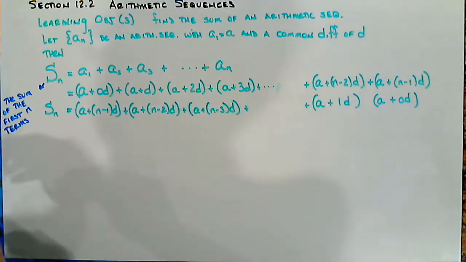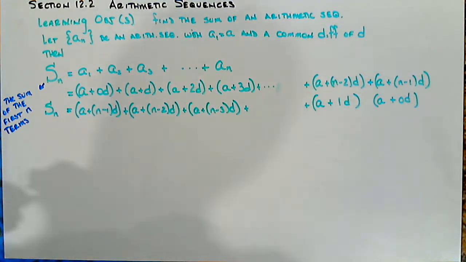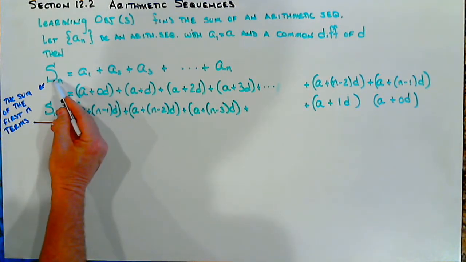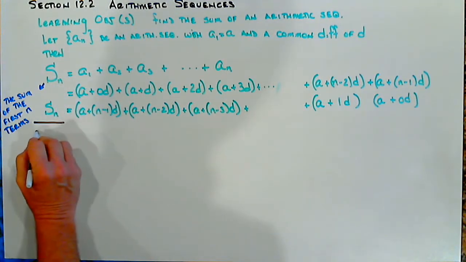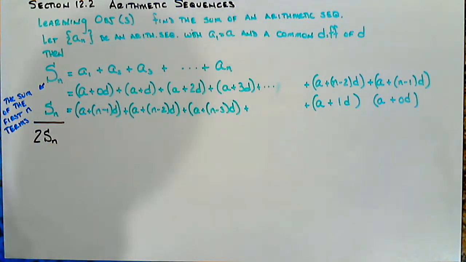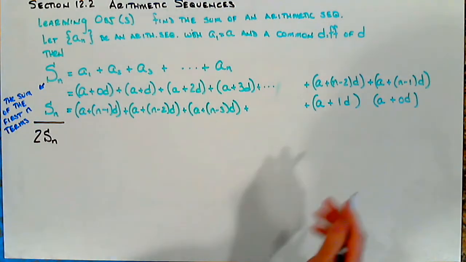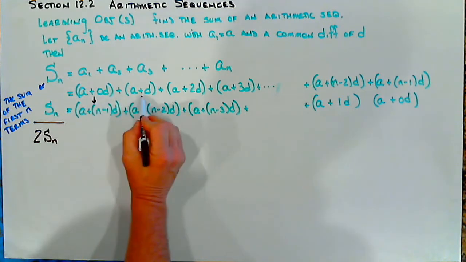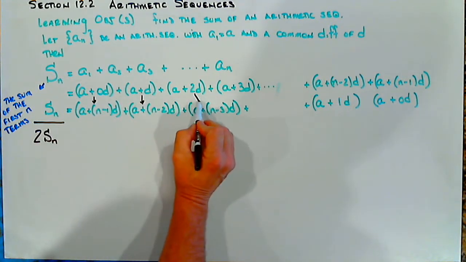All right? Now, what are we going to do? I mean, what crazy thing have I got going on here? Well, let's just take a look and see what happens. Let's add this side together. We get our sum plus our sum again. That's 2 times our sum. Right? That's 2 times our sum. What happens when we add these together? Well, let's take a look. I'm just going to add straight down, like this.